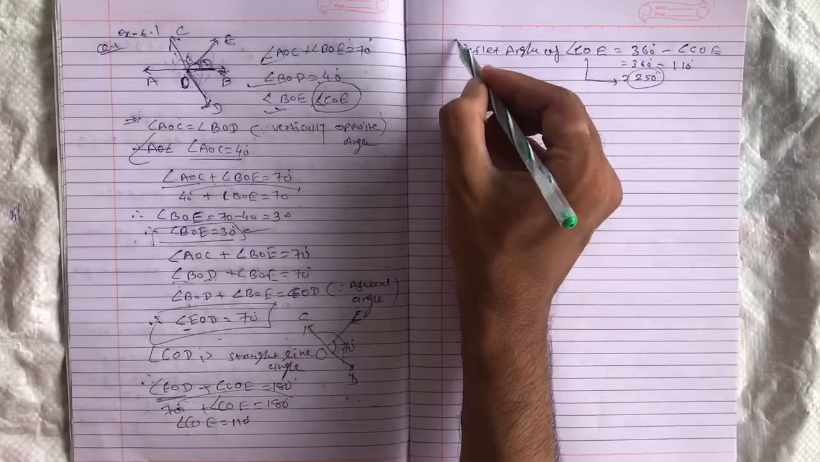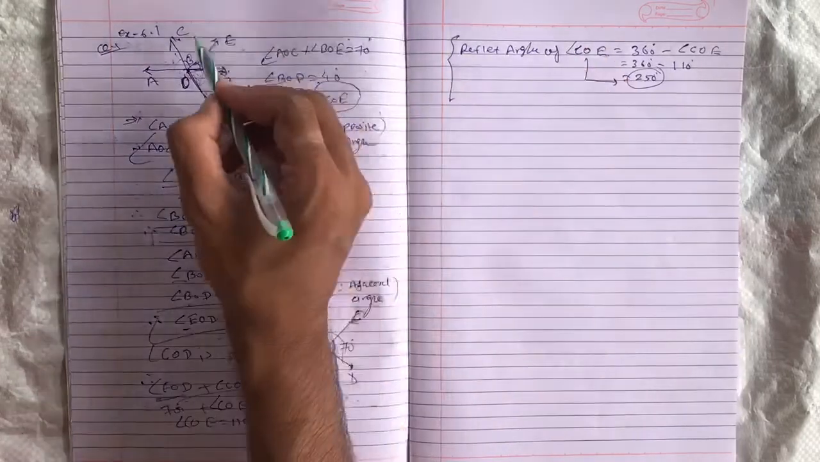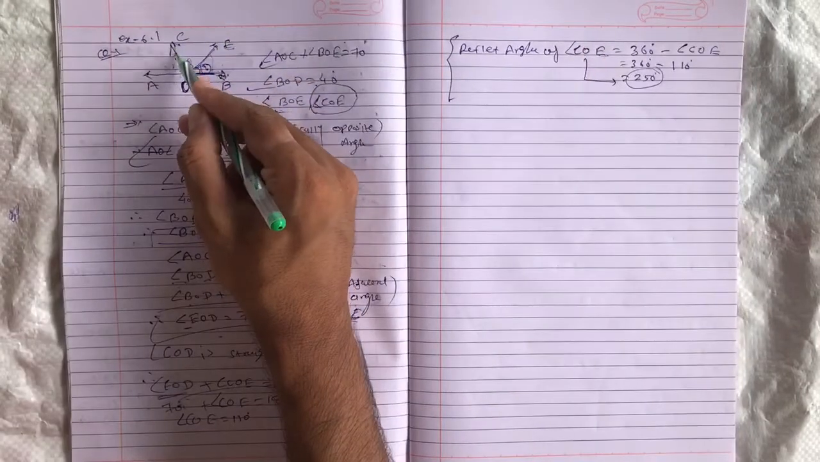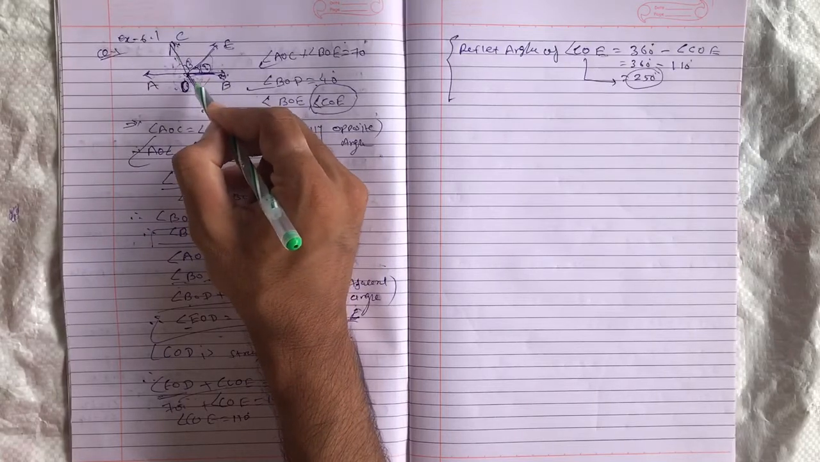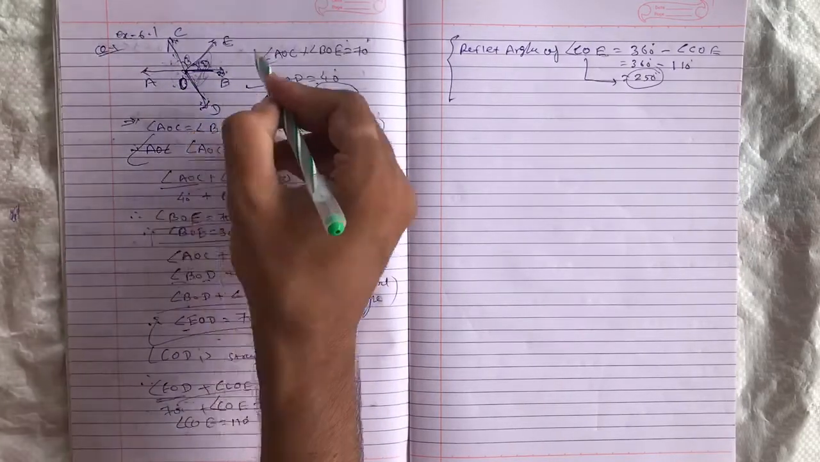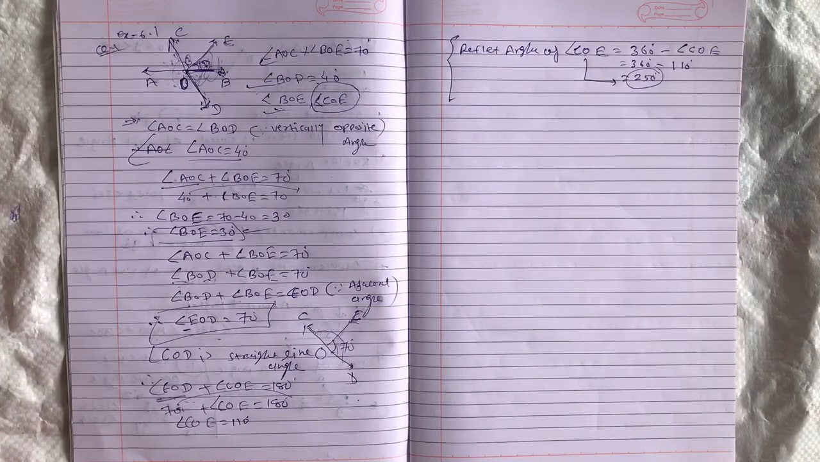Or another way, another option: the reflex of angle COE means what? The addition of COD plus these two angles, which means 180 plus this 70 angle, can also be used. So it can be found in many ways.